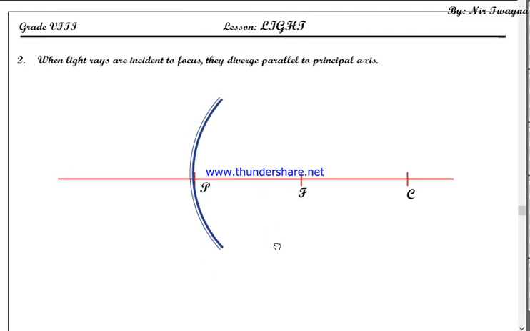Rule number 2 is actually just the opposite of rule number 1. If a light ray is parallel to the principal axis, then it diverges with reference to focus. What if a light ray is passing with reference to focus? If a light ray is passing with reference to focus, then it reflects parallel to the principal axis.